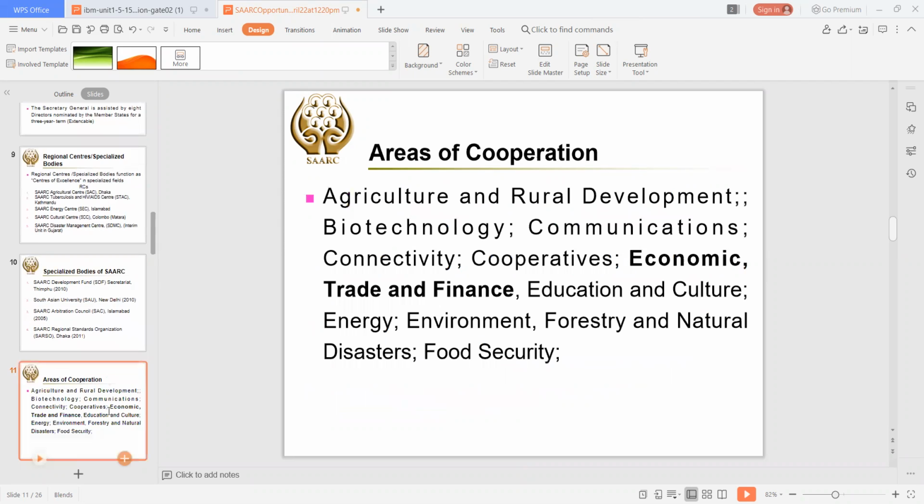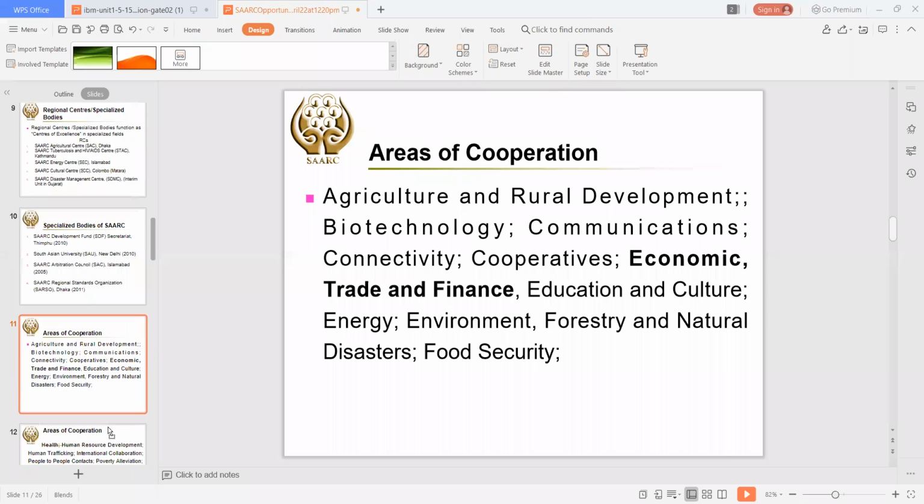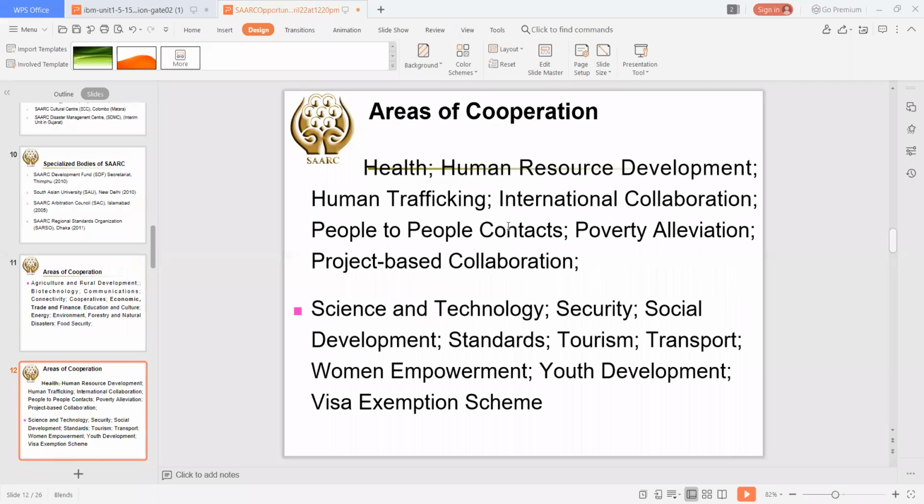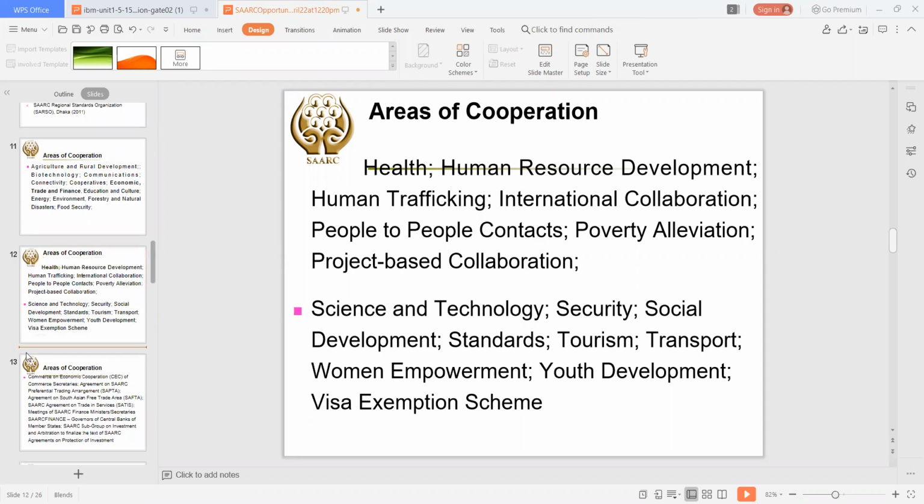Areas of cooperation: agriculture, rural development, biotechnology, communications, connectivity, cooperatives, economic trade and finance, education and culture, energy, environment, forestry and natural disasters, food security. SARC will also focus on health, human resource management, human trafficking, international collaborations, people to people contacts, poverty alleviation, project-based collaboration, science and technology, security, social development, tourism, transport, women empowerment, youth development, visa exemption schemes. So SARC will focus on that cooperation.